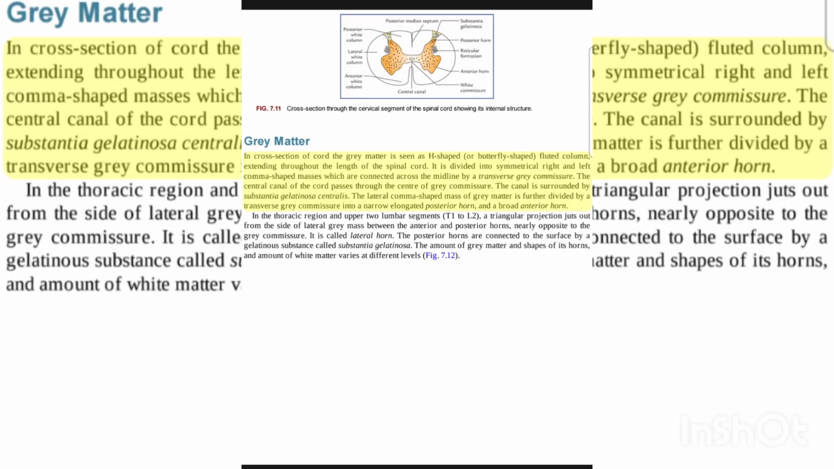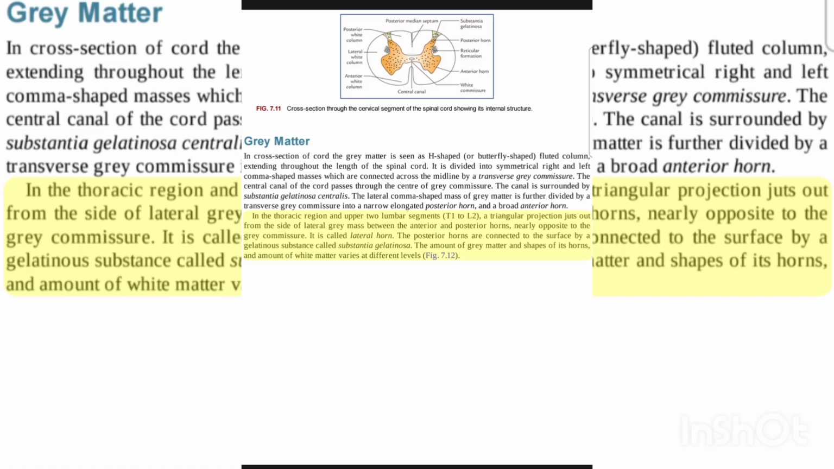The lateral comma-shaped mass of gray matter is further divided into a narrow elongated posterior horn, and a broad anterior horn. In the thoracic region and upper two lumbar segments, T1 to L2, a triangular projection juts from the side of lateral gray mass between the anterior and posterior horns, nearly opposite to the gray commissure. It is called lateral horn.